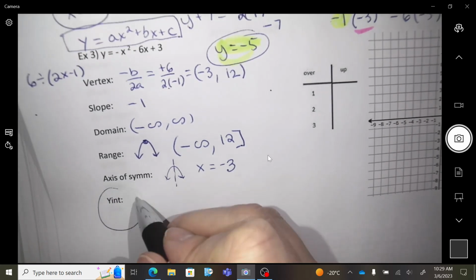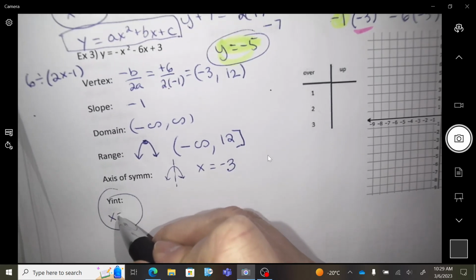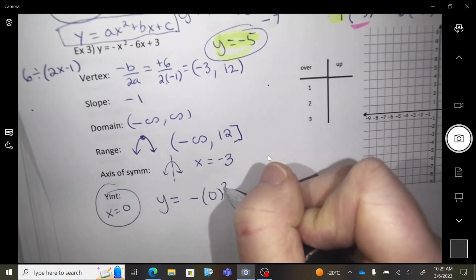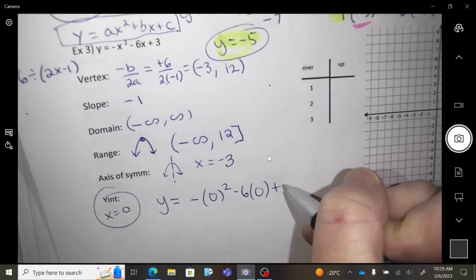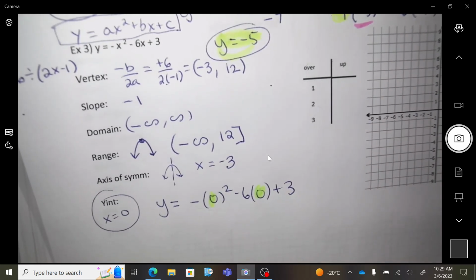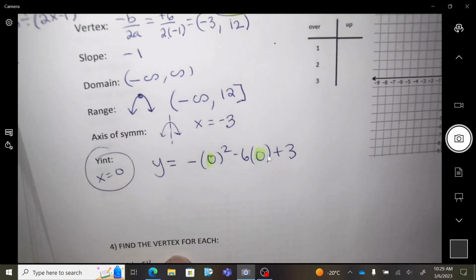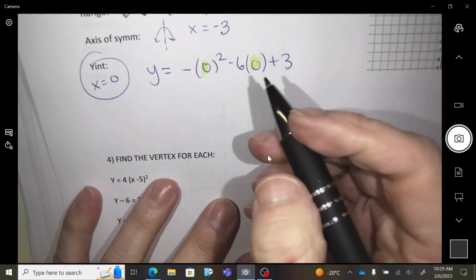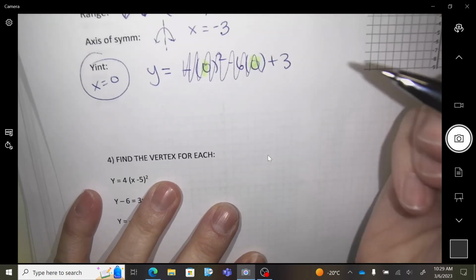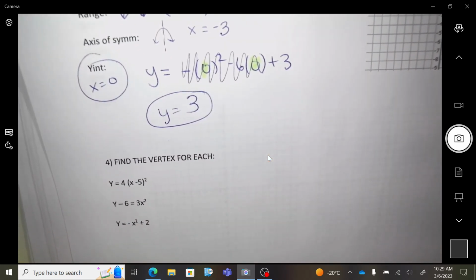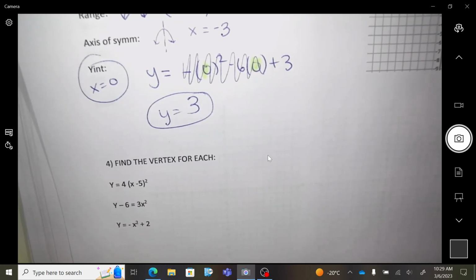A y-intercept is where x equals 0. So what's the answer? Just like that. 3. Yeah, that's what I meant to say. So you really don't need all that, but that's the understanding of it: once you plug the 0 in, you just get that number at the end.